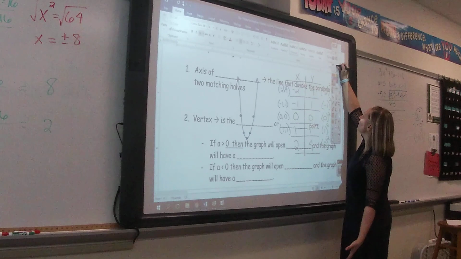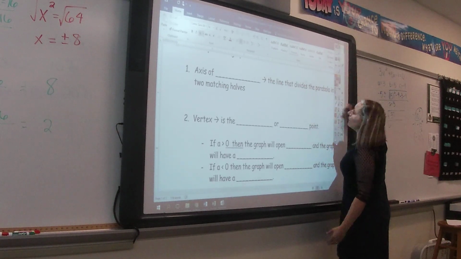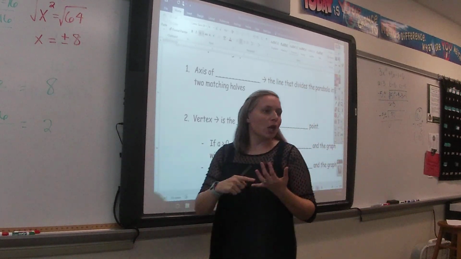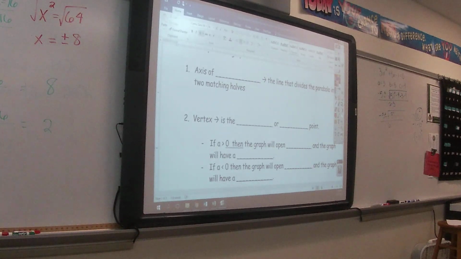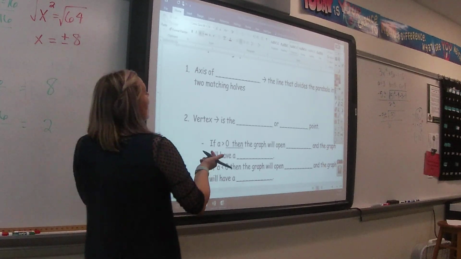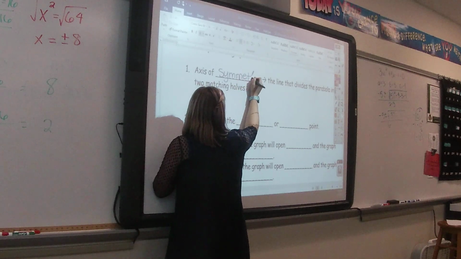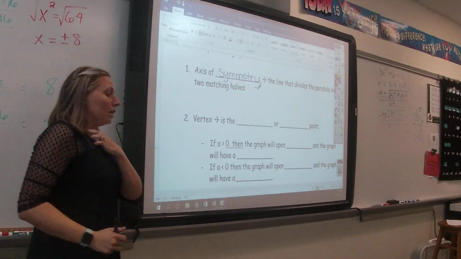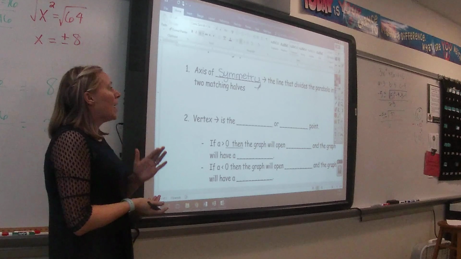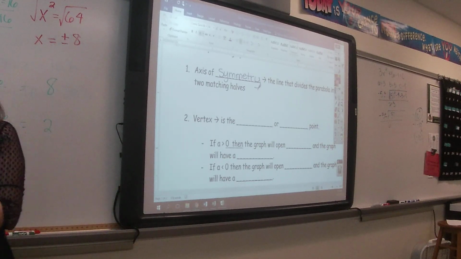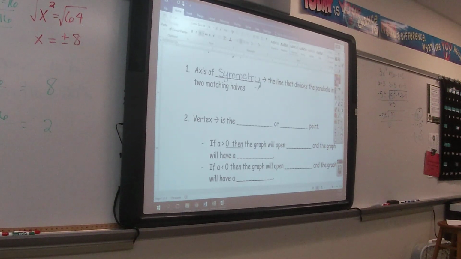So there are parts of a quadratic. Remember in Algebra 1 where we learned about a slope and an x-intercept and a y-intercept and what it meant if it was positive slope and negative slope and those types of things? This is sort of what we're talking about right here. There are some characteristics of a quadratic. A quadratic has something called an axis of symmetry. It is the line that divides the parabola into 2 matching halves.